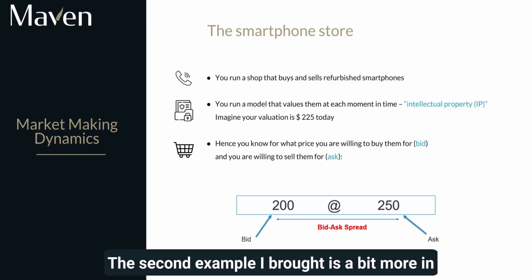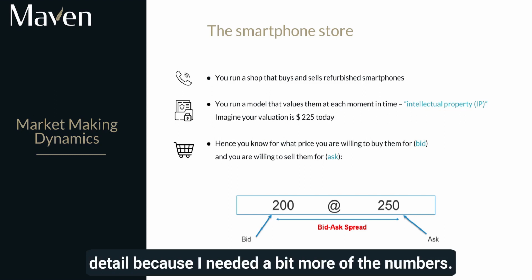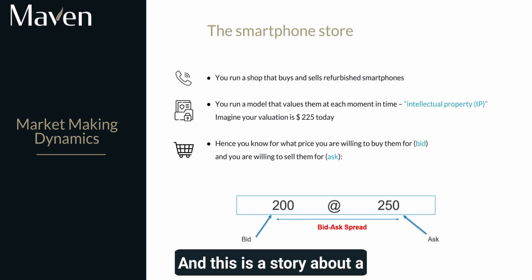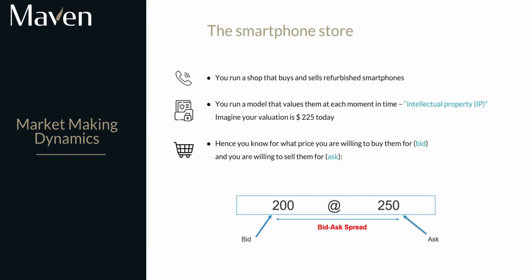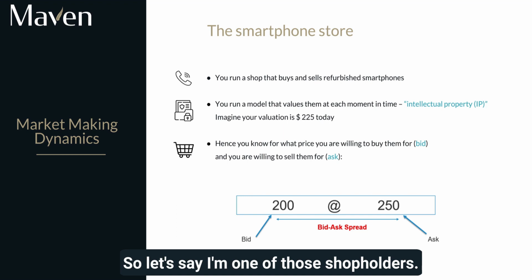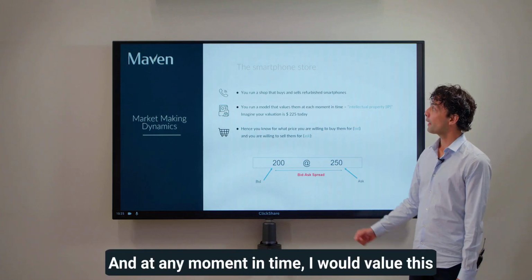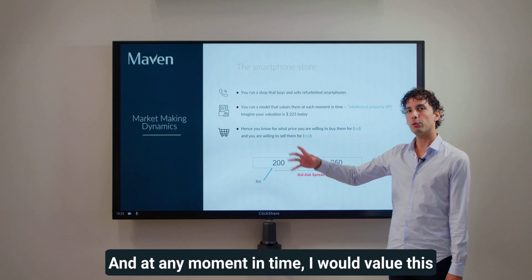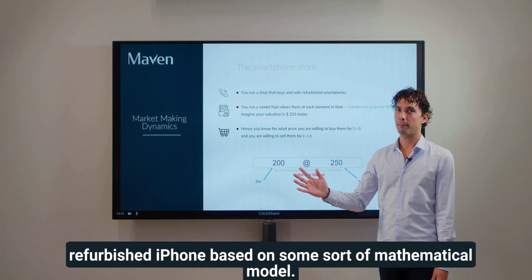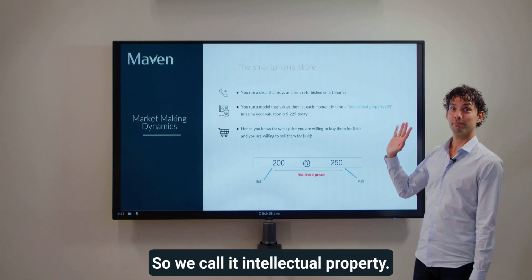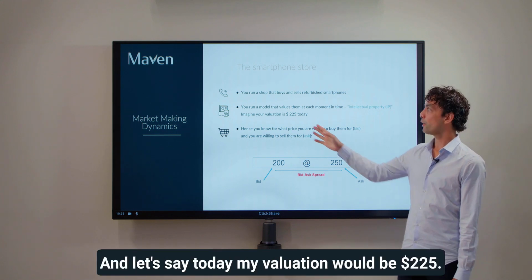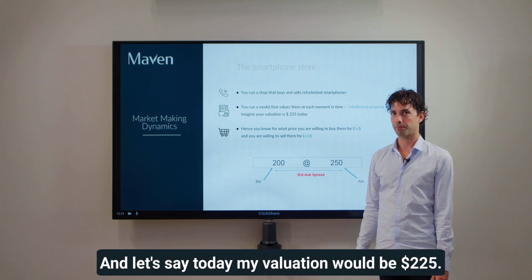The second example I brought is a bit more in detail, because I needed a bit more of the numbers. And this is a story about a shop that buys and sells refurbished smartphones. So let's say I'm one of those shop holders, I'm a market maker in that sense. And at any moment in time, I would value this refurbished iPhone based on some sort of mathematical model. So we call that intellectual property. And let's say today my valuation would be $225.